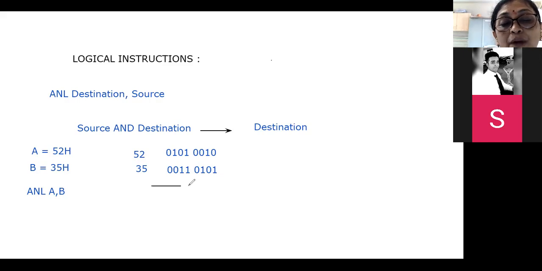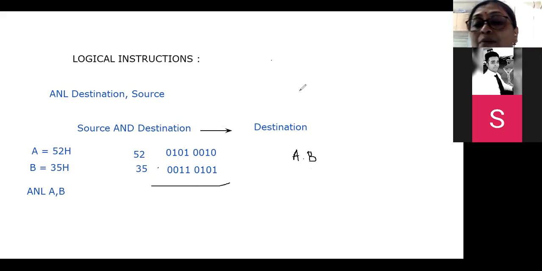Let us perform the AND operation between these two. The AND operation is denoted by the symbol dot. We are going to perform A dot B according to the truth table of the AND gate. What is the truth table of the AND gate? Can anybody tell me? Be fast, it is very simple. 1 only when both are 1, all others are 0.